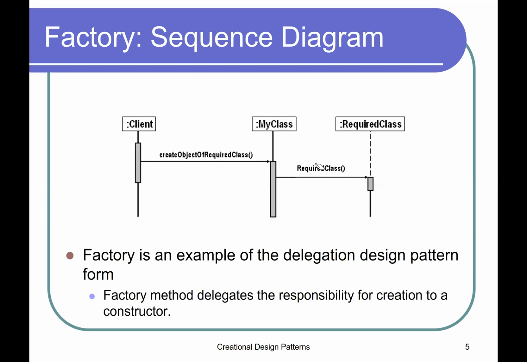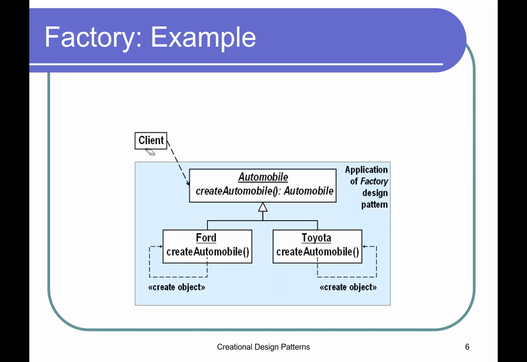All right. So the sequence diagram is very simple. We don't have it connecting directly. We have an intermediate in the middle. All right, the whole point behind this design pattern, as you can see, you've got the client asking the automobile class to create, say, an object of type Ford, an object of type Toyota.